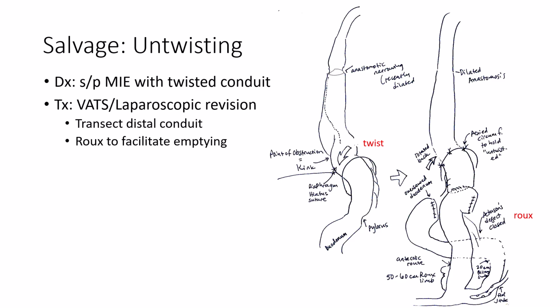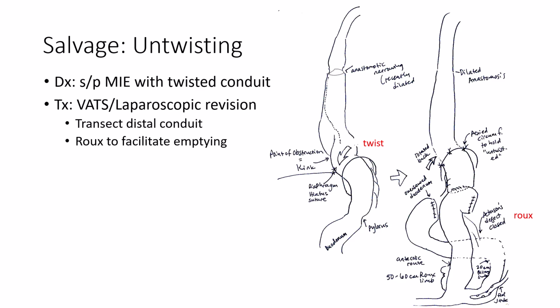Untwisting can be seen again in this illustration, where a patient had undergone a minimally invasive esophagectomy, and when we followed the staple line on the CT scan, we could see that it twisted around clockwise. This patient was treated with a video-assisted thoracoscopic combined laparoscopic revision.